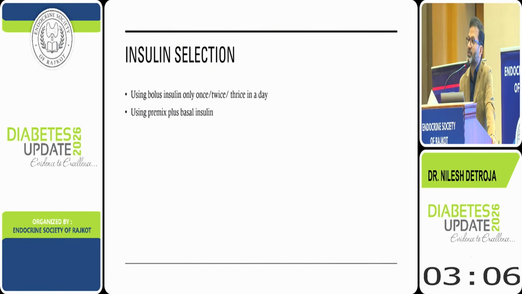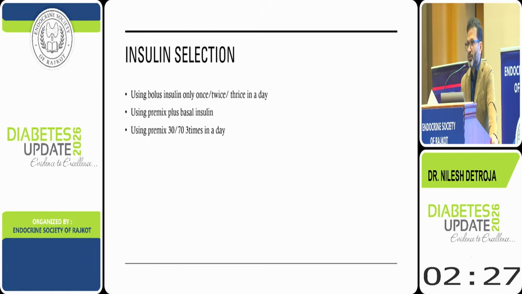Using premix plus basal is still a very favorite prescription of many people. The patient is taking 30-70 premix twice in a day, control isn't coming, so what they do is continue that and add the basal insulin, add Glargine. Just imagine: in premix 30-70, 30 is short-acting, 70 is long-acting, and on top of that you start Glargine 10-15-20 units. So almost 80% of your insulin is in the form of basal long-acting insulin. Only hardly 15-20% will be short-acting insulin. So this is the wrong regimen. You should not use this.